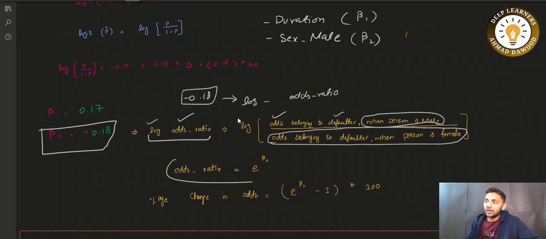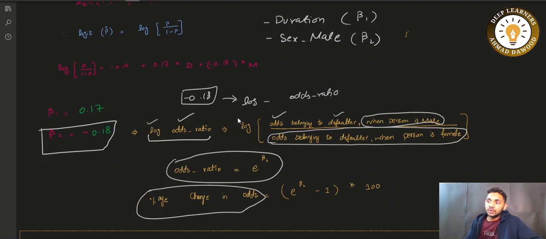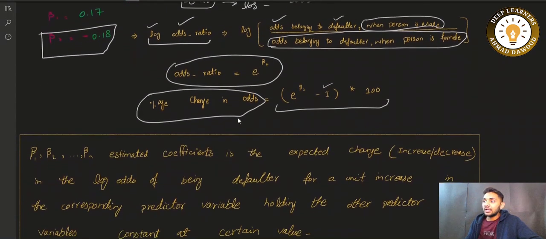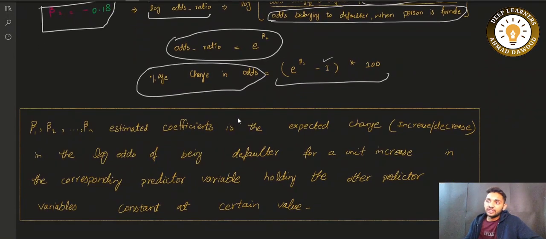And if you want to see the odds ratio, you can simply take e raised to power minus 0.18. It will tell you the odds ratio. And if you want to see the percentage change in odds of being default, then you can use this formula: e raised to power coefficient minus 1, into 100. It will tell you how much percentage is the increase or decrease in the odds.